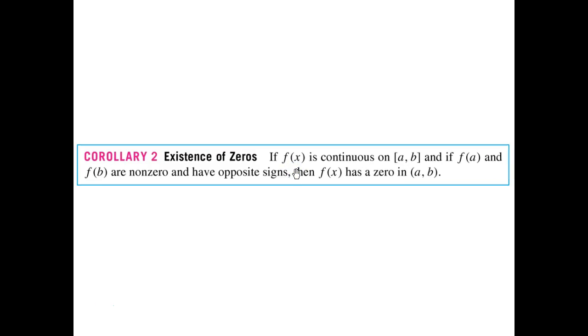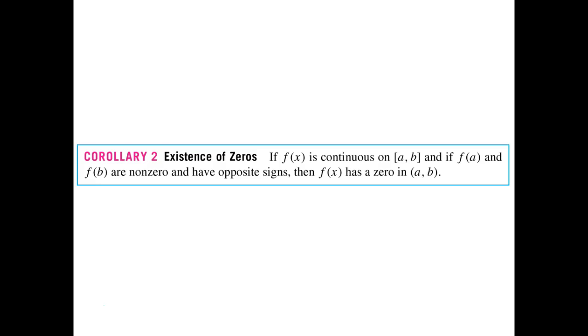All right, existence of 0, basically what we just said. If f is a continuous function on some closed interval a to b, and if f of a and f of b are non-zero, that's one requirement, and have opposite signs. F of a could be negative, f of b positive. Now notice, a and b don't have to be opposite signs. F of a and f of b have to be opposite signs. Or f of a could be positive, f of b negative. They just have to have opposite signs. Of course, either one of them can't be 0.